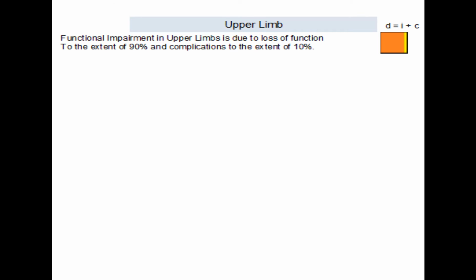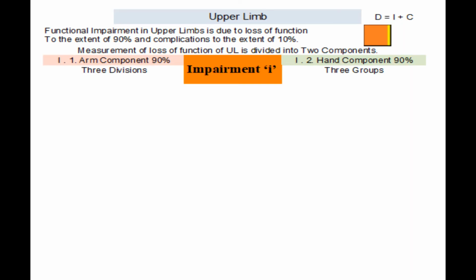So comes the formula D is equal to I plus C, where D is medical disability, I is processed impairment and C is processed complication. First step is to find I or effective impairment. To find the effective impairment, we have to measure the loss in various functions in a step-by-step process. This measurement process is primarily divided into two parts or components. For upper limb, these two functional components are called arm component and hand component.